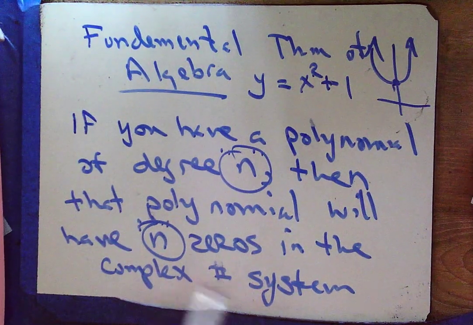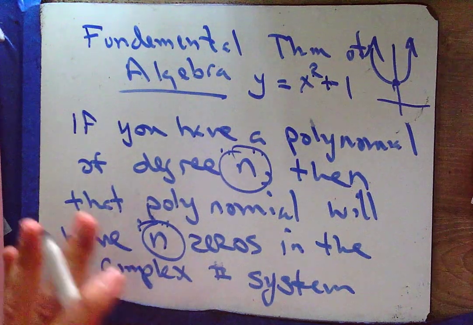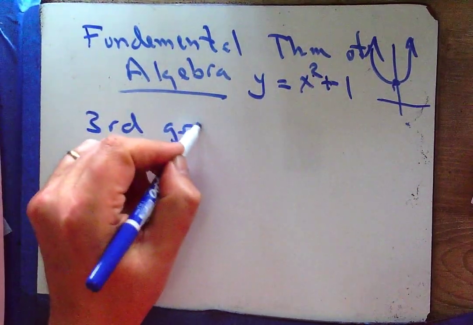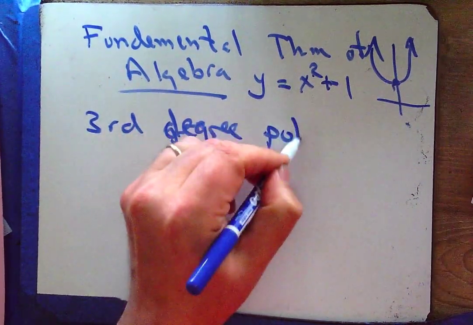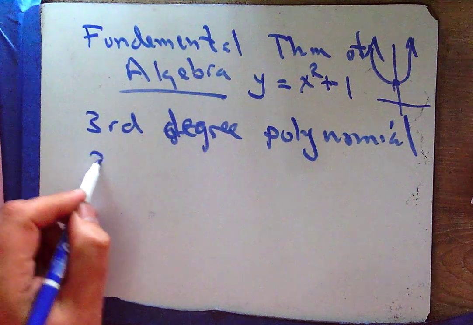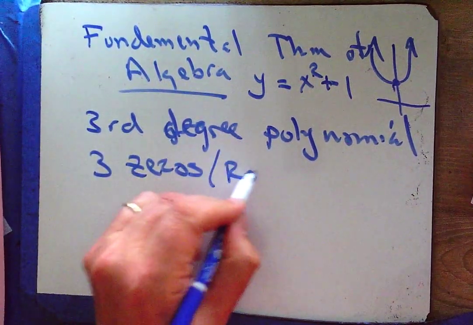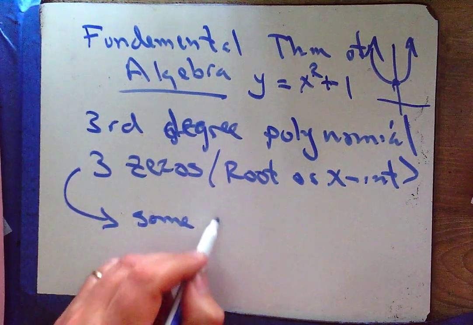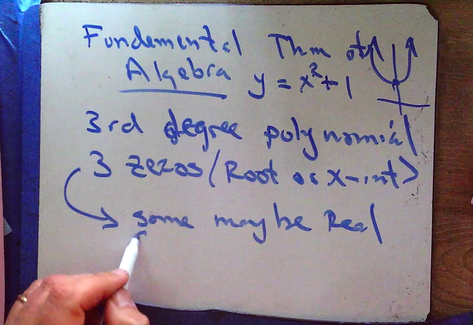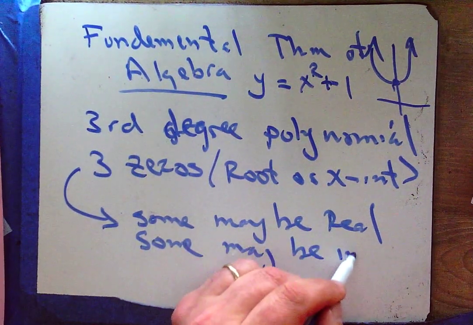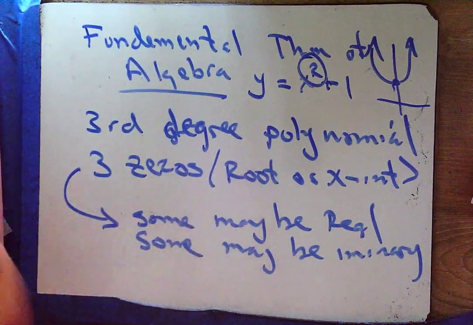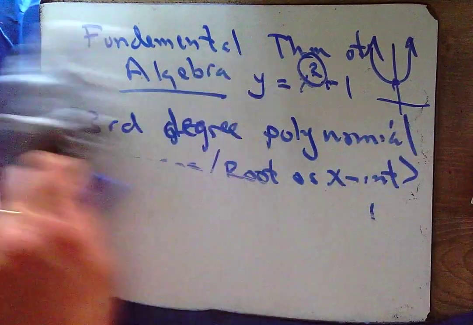And we'll talk more about complex numbers and imaginary numbers later on in this unit. I just want to let you know something that's hugely obvious to you right now, that if you have a third degree polynomial, that means it has 3 zeros, or roots, or x-intercepts, and some may be real, and some may be imaginary. But the degree tells us the total number of zeros we can have for a polynomial. See a third degree polynomial, I'm expecting 3 zeros. They might be real, they might be imaginary.